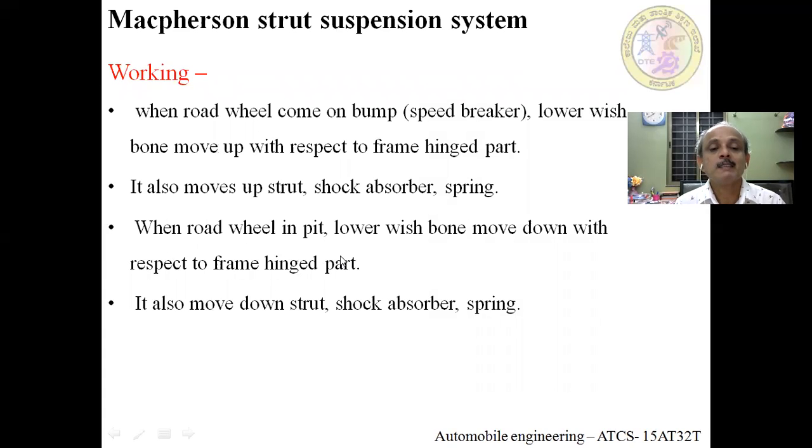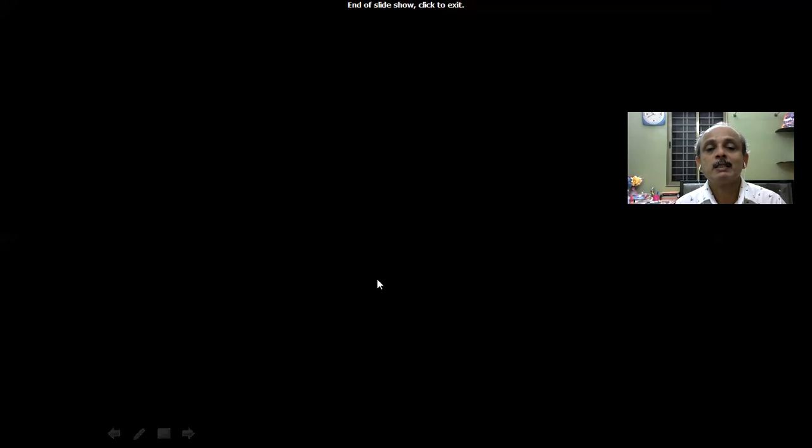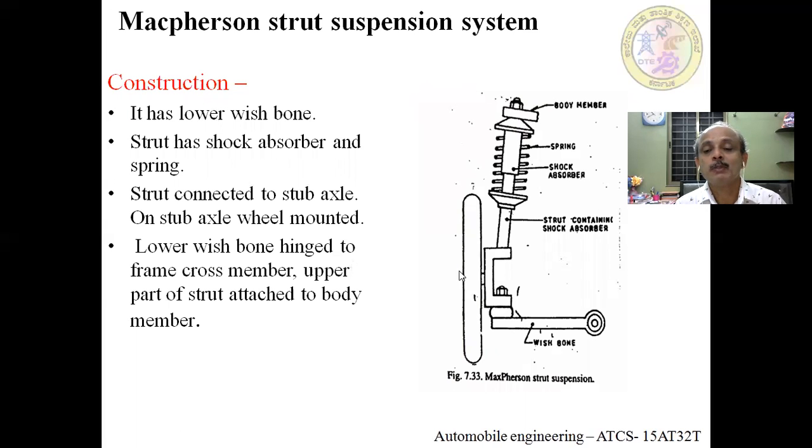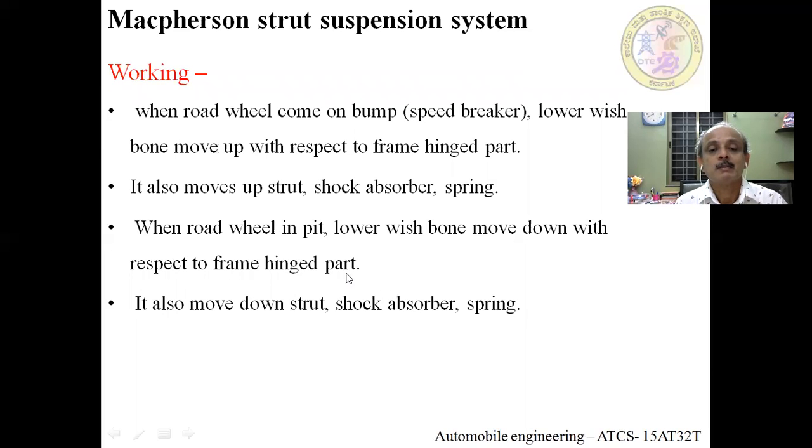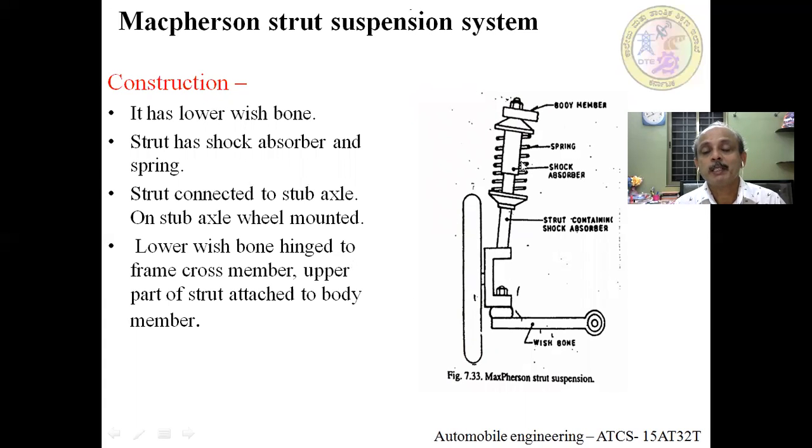You can see in the next, when the road wheel is in the pit, the lower wishbone moves down with respect to the frame hinged part. In the sketch, you can see again, when the road wheel comes down, the lower wishbone arm will also come down with respect to the frame hinged part. Now it also moves down the strut, shock absorber, and spring. In the diagram you can see the spring, shock absorber, and strut also move down when the wheel goes in the pit.